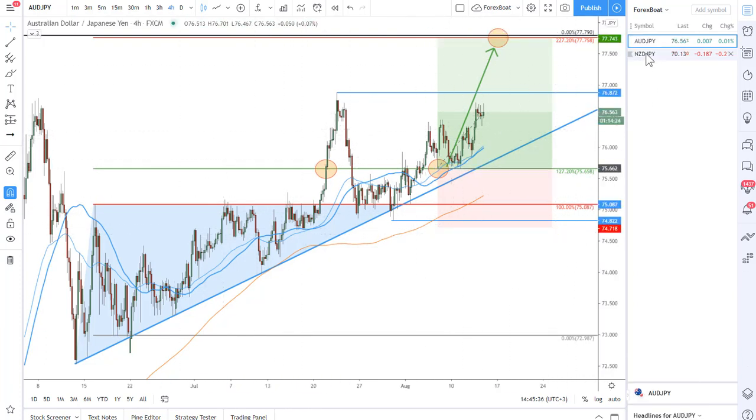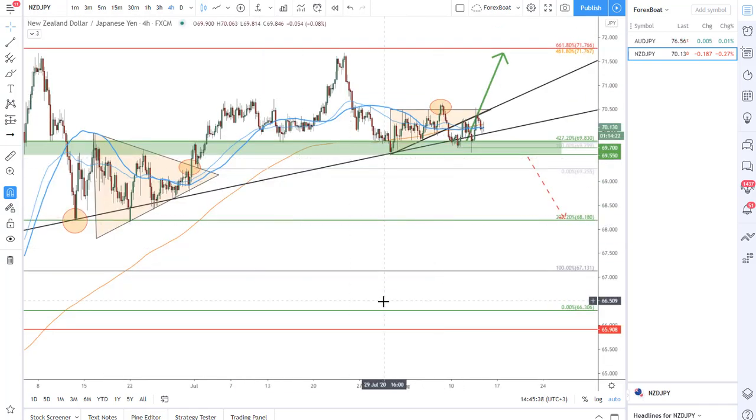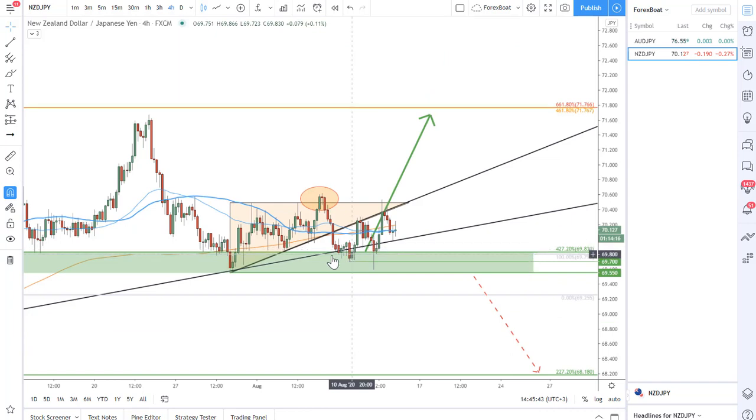New Zealand Japanese yen, this was analysis rather than idea, and the best price and most interesting price for the buyers would have been this area. Price still holds above the key support area, and today we see this rejection of the uptrend trend line, so maybe this will be the beginning of this uptrend continuation.